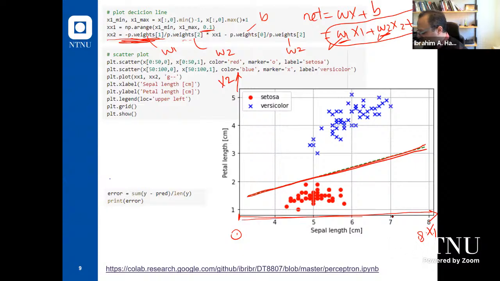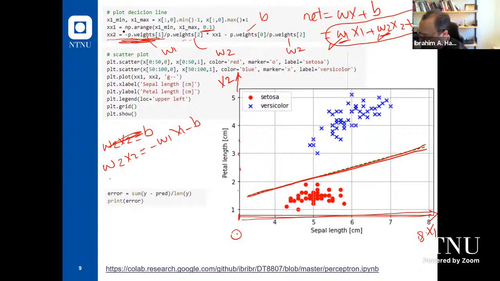So I have all those points. Now I need to generate those points here in x2. How can I get it? From this equation. I will write it in another way. So omega 2 x2 equals minus omega 1 x1 minus b. Is it correct? This equation, omega 1 x1 plus omega 2 x2 plus b equals 0, is the equation of the line. If you have omega 1, omega 2, and x1, we can generate x2.